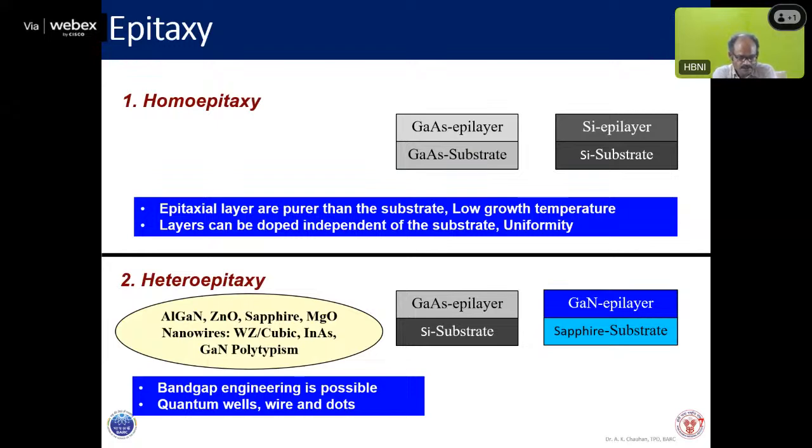Then another is heteroepitaxy, where one type of layer is grown over the other type of layer. Suppose you have a substrate whose lattice parameter and chemical composition are different. Suppose you have a sapphire substrate and are growing a gallium nitride epi layer over it. Similarly, on a silicon substrate, suppose you want to deposit a single or a thin layer of gallium arsenide. This kind of epitaxial growth is called heteroepitaxy.